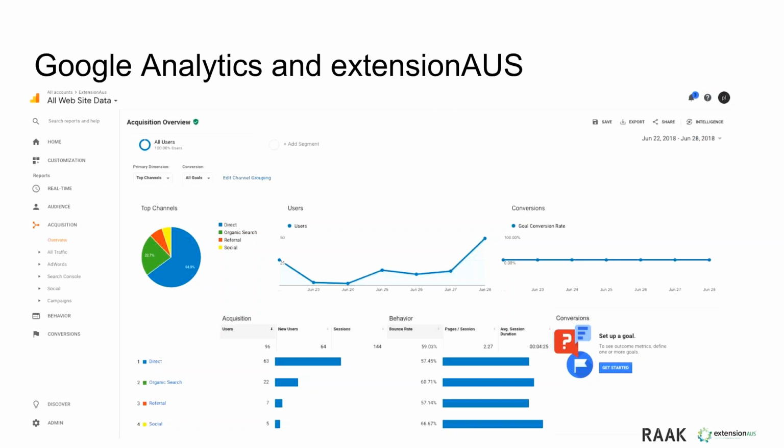In extensionAUS's case, a lot of it is direct, so that is just straight from Google, typing in extensionaus.com.au. Organic search, that is people searching within Google for extensionAUS. And then there's referral and social. So some come from social channels in this case, but not a lot, 5. Some have been referred from other websites, 7, but the rest is very much organic. So that's, I guess, very handy insight.